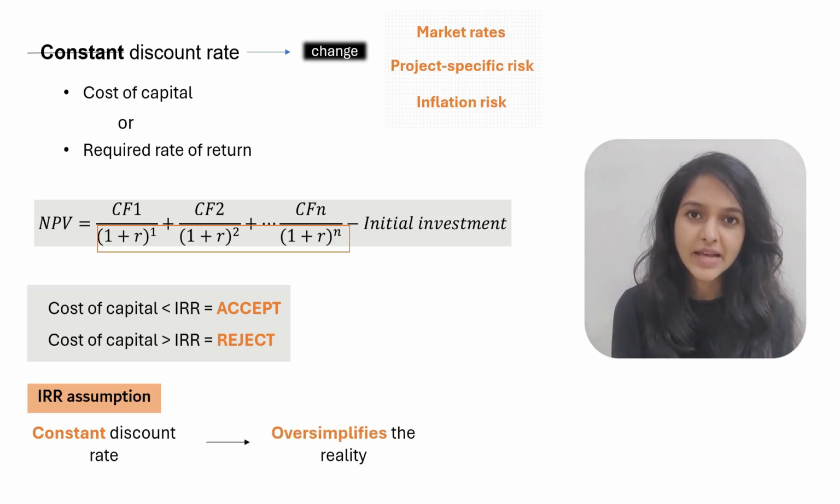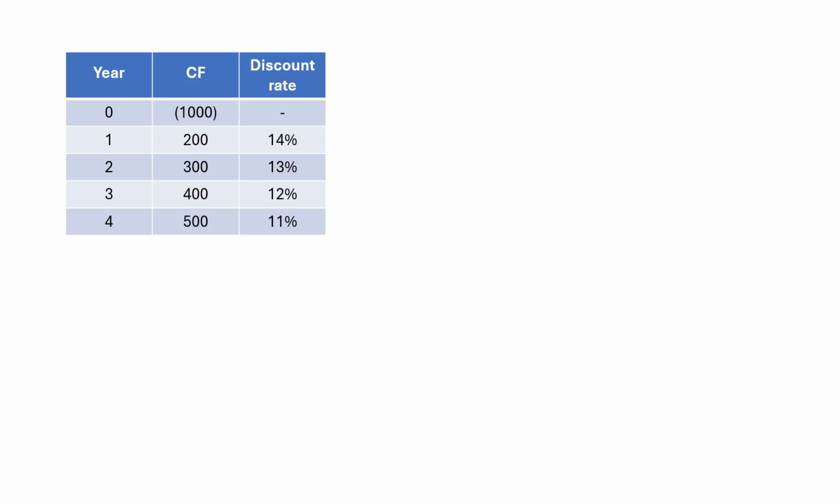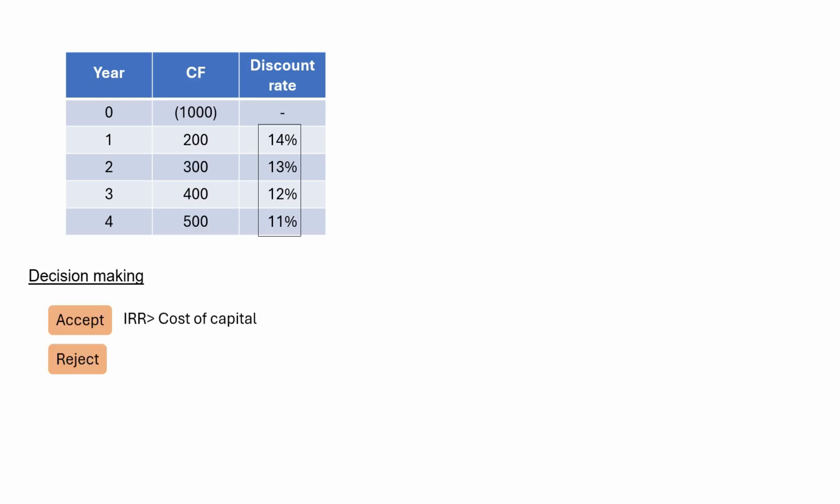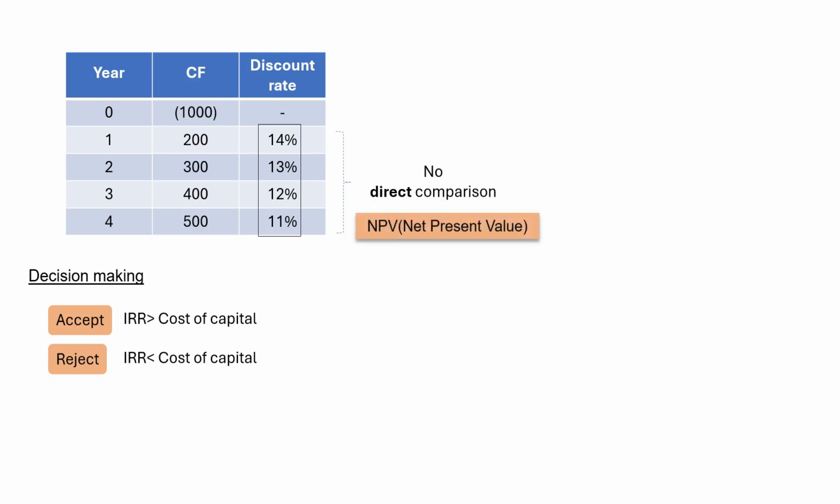Let's consider an example. Instead of a fixed rate, let's say the cost of capital changes throughout because of the risk of inflation. Now the problem here is while making our decision, we accept when the IRR is greater and reject when it's smaller than the fixed discount rate. But now due to changing rates, we can't directly compare it. Instead, we can rely on NPV as it can handle different rates.